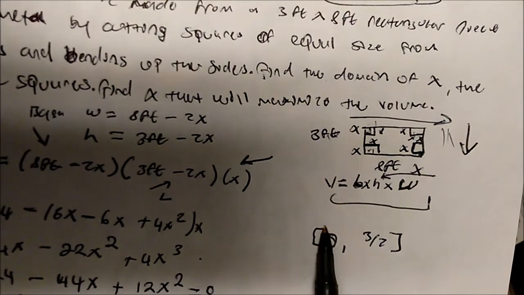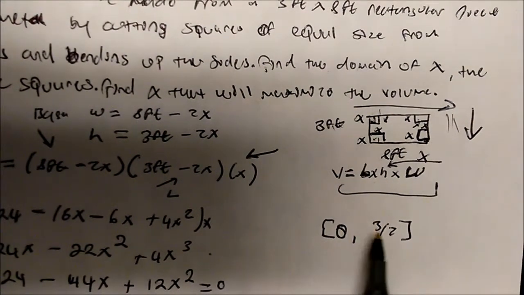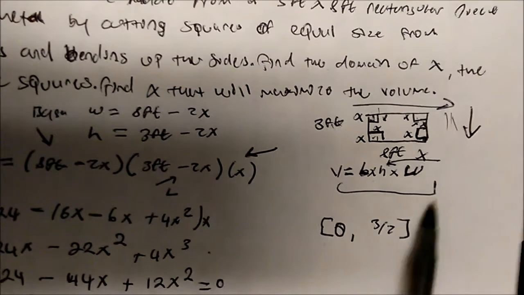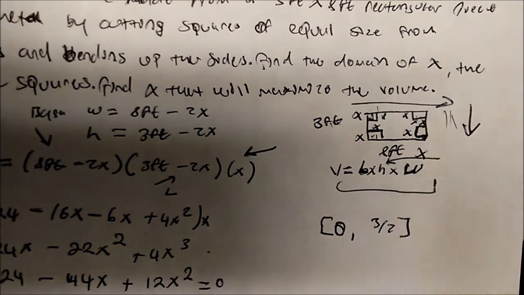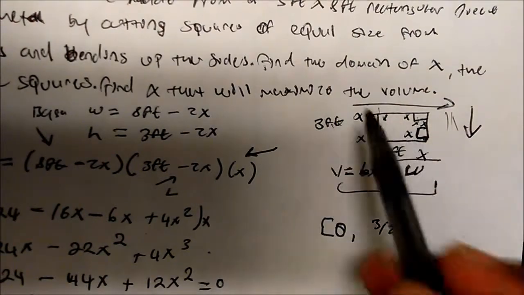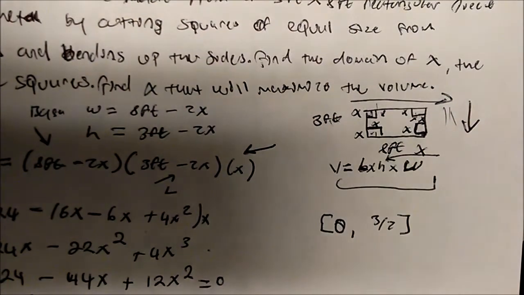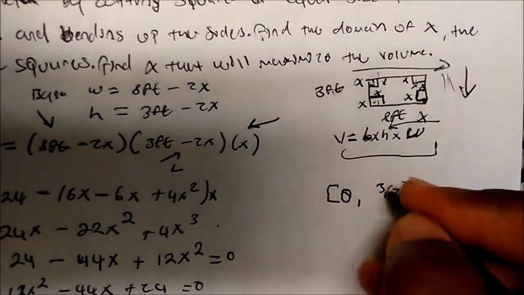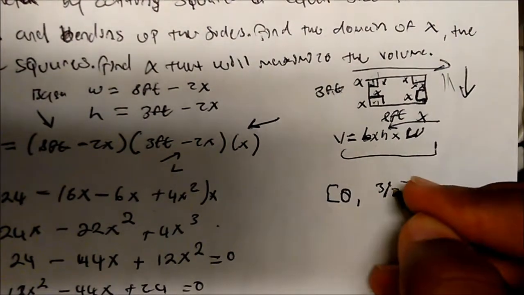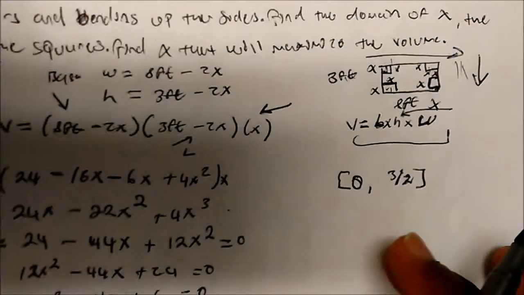So the smallest you could cut out is 0 because you don't have any after that. But the largest you could cut out is 3 halves. Just remember that the largest you could always cut out is half of the smallest side. Always half of the smaller side. So with that being said, all we do is just divide 3 by 2, which is the smaller side, and that will be the largest we could cut out, right?